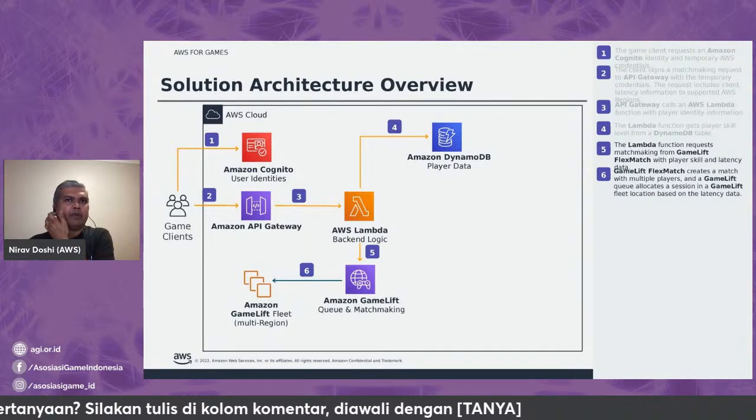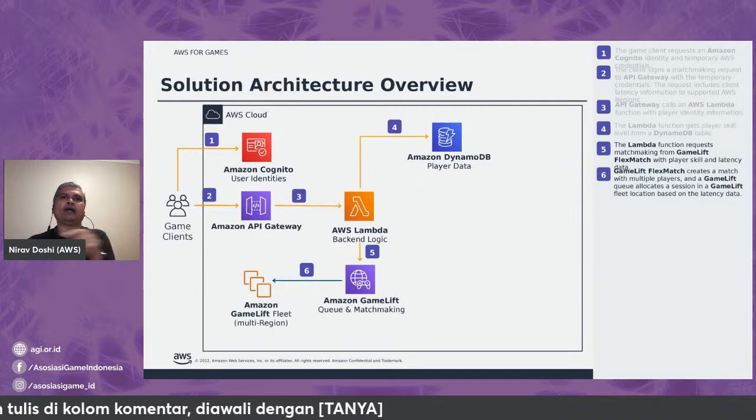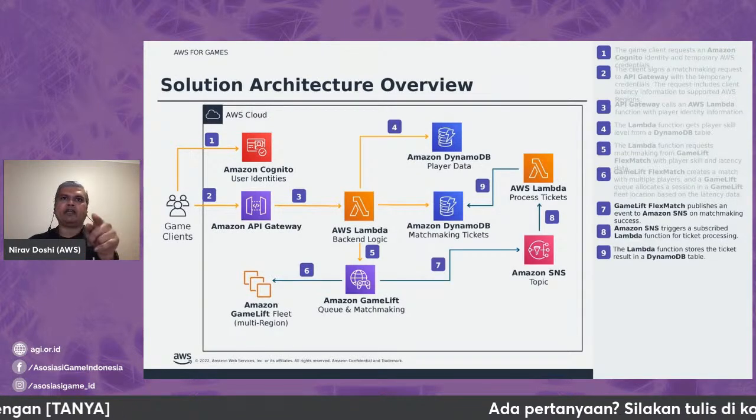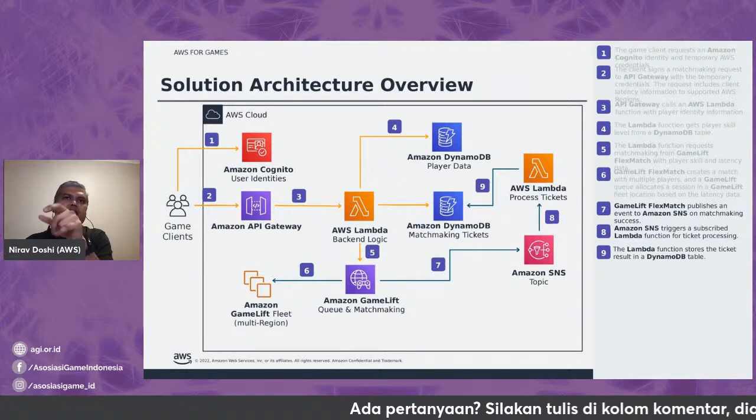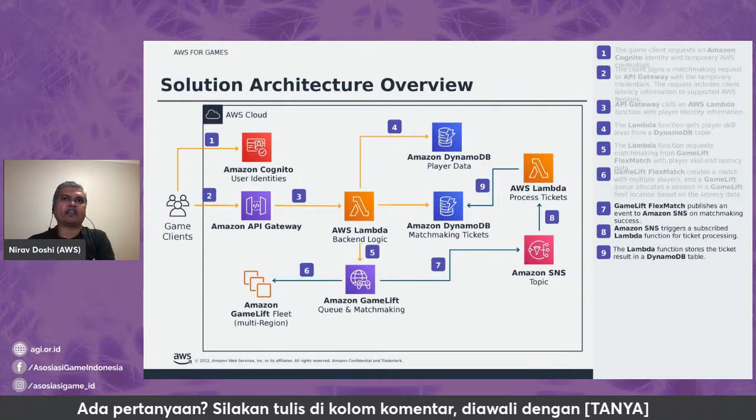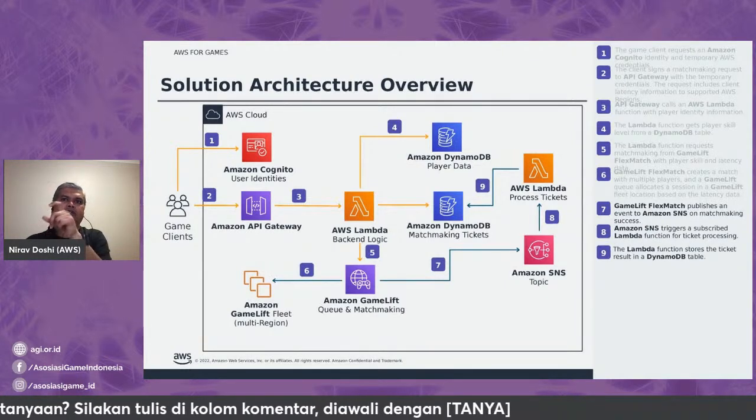Once a match has been made, this has to be notified back to the system. So there is a notification that is number 7. GameLift will report to SNS, which will create a notification and trigger another Lambda, which is number 8.